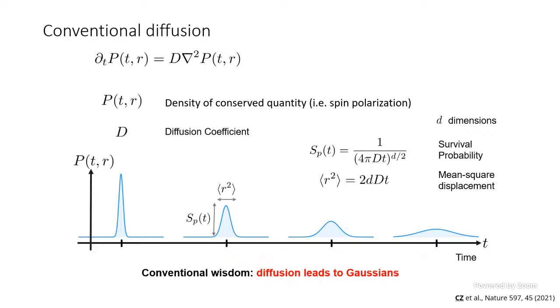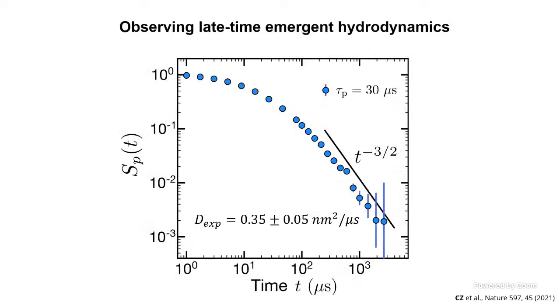So as I mentioned, our NV is literally a probe of the height, or the survival probability, of the polarization profile. So we look at the first criterion of diffusive behavior. And indeed, if we log the y-axis and also the x-axis, we see a power law, which will be a straight line in the system. We indeed see the diffusive behavior, it goes with t to the minus 3/2, where 3 is the dimensionality of the system. With this, we can also extract a diffusion coefficient of around 0.35 nanometer squared per microsecond. This demonstrates the diffusive behavior of our dynamics.